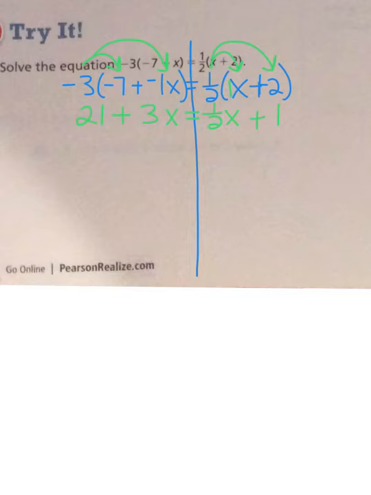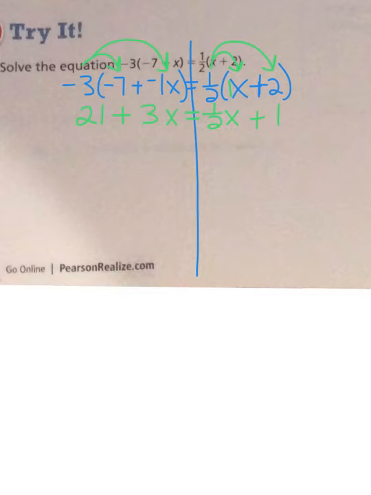Now, do we have like terms? Do I have like terms on the left here? Do they both have an x? No. Do I have like terms on the same side over here? Do they both have an x? No. So we need to move. We want to get our x's together first. Let's get those letters together first. And is 3 or is a half smaller? Well, think of a half of a dollar as smaller than $3. So let's move the half first.